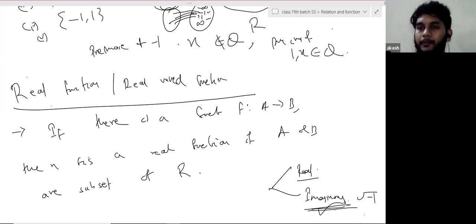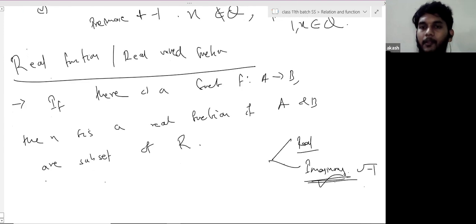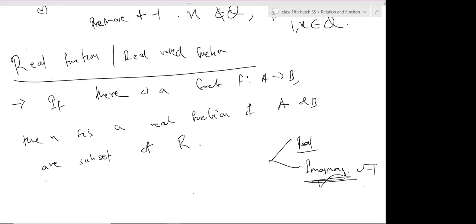Is this thing clear? Yes or no? Adnav, Fahad, is this thing clear or not? Yes, it's clear. So please note it down.